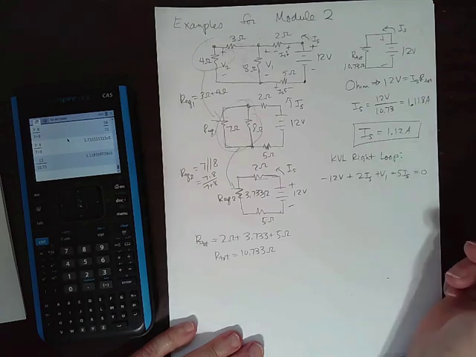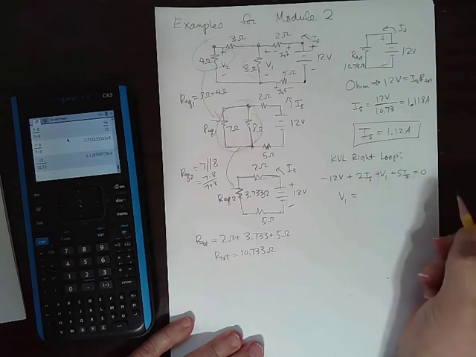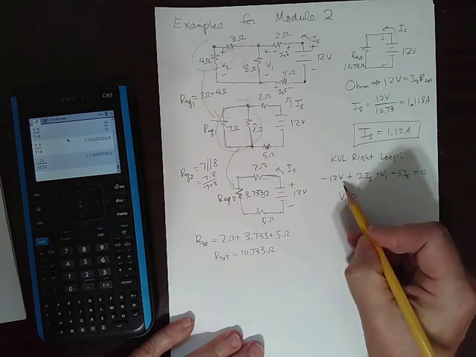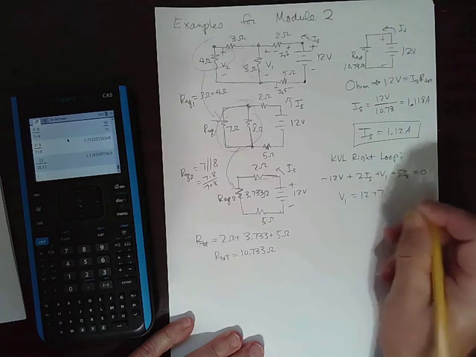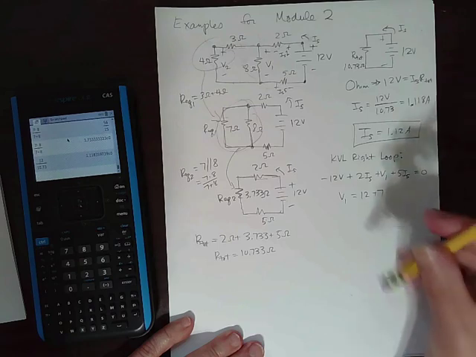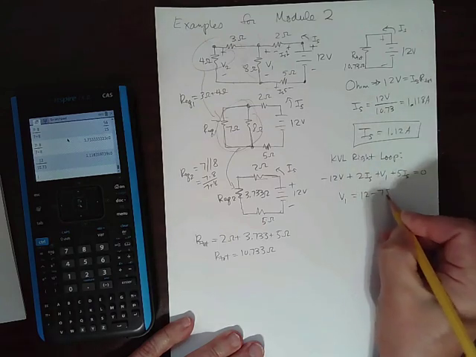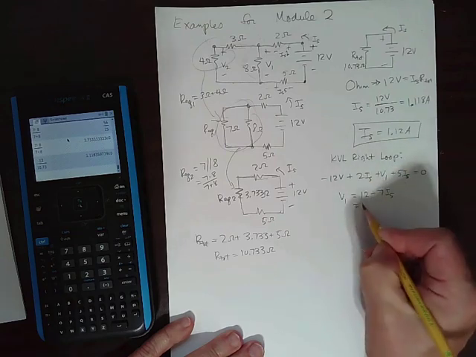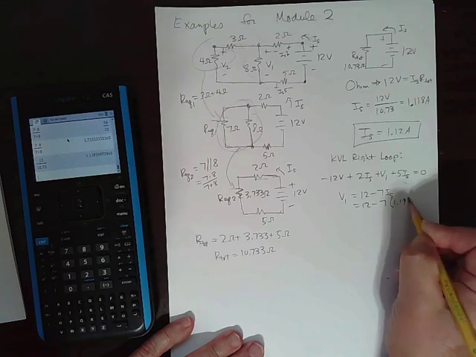Oh, and we know IS. Okay, so we can get V1. So we got V1 then is 12 plus 7, 12 minus 7 IS. V1 on this side, take everything else to the other side, yes. 12 minus 7 times 1.118.